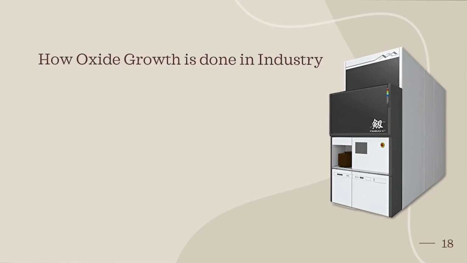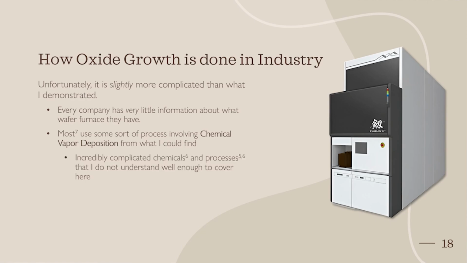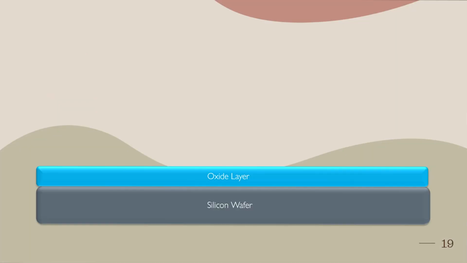So oxide growth in industry is unfortunately slightly more complicated than just putting it in a furnace. Every company, this is going to be a trend, does not want to share their information at all, but most use some sort of chemical vapor deposition, which is a really fancy way of saying they use some chemicals, throw it in a furnace and go, yeah. Basically, in general, it's silicon that we put in a furnace and heat up a lot so that oxygen bonds quicker. So here's our oxide layer on top of our silicon wafer.